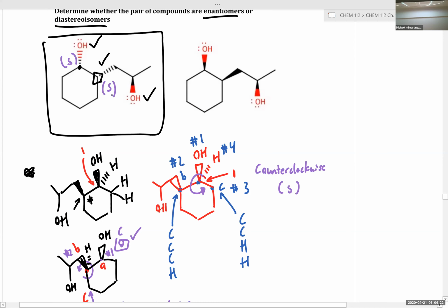Okay, let's do one more. Let's do our last substituent. So here we go. Here's our current depiction of our alcohol right here. Is the hydrogen in the back?